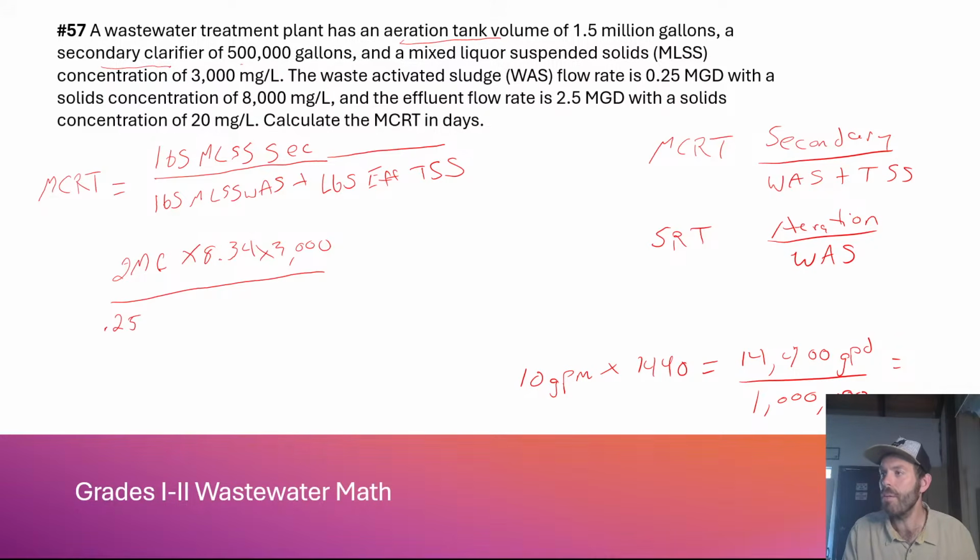0.25 mgd with a solids concentration of 8,000. So 0.25 times 8.34 times 8,000, plus 2.5 effluent flow rate times 8.34 times 20 milligrams per liter effluent TSS. Pretty high. Probably need to look at something here. Probably over wasting based off what I'm seeing. These are going to be in parentheses.